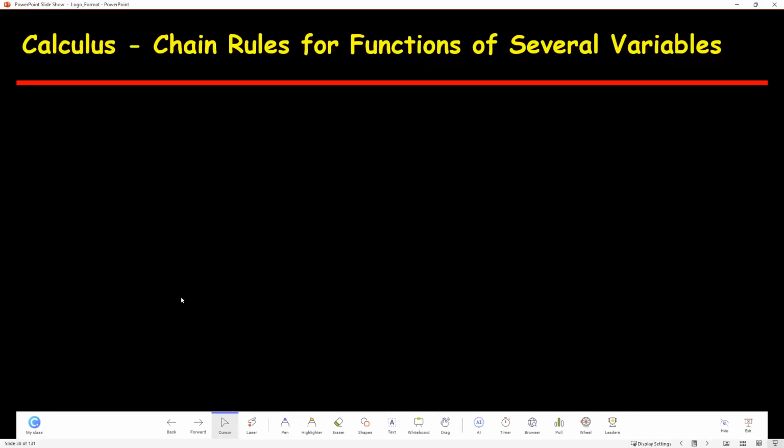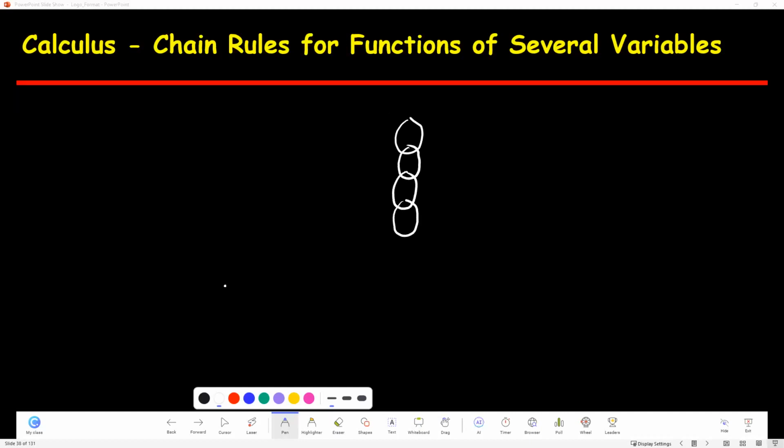Okay, let's start with the chain rule of functions of several variables. So what exactly is the chain rule, why do we use it, and what is the benefit of using it? First things first, the chain rule is just like the name: a chain. In a chain rule, you're making links, and those links help you go from one end to the other end, right?